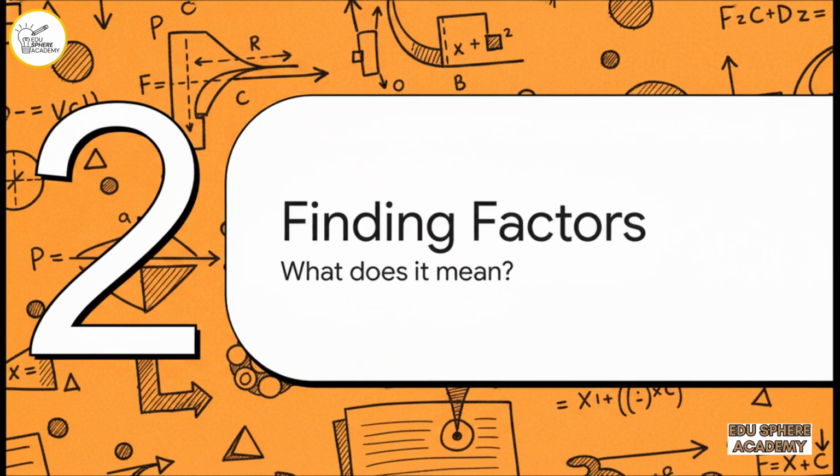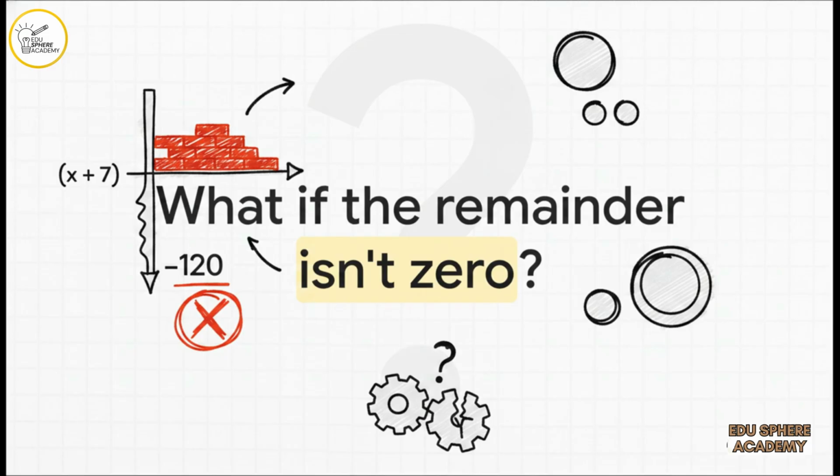Moving right along to part 2, finding factors with remainders. Now, you might be wondering, what happens if you've done all that tedious dividing by, say, x plus 7, and right at the very bottom, you're left with a negative 120. You literally can't divide it by x anymore. You've hit a brick wall. So what does that actually mean for our equation?